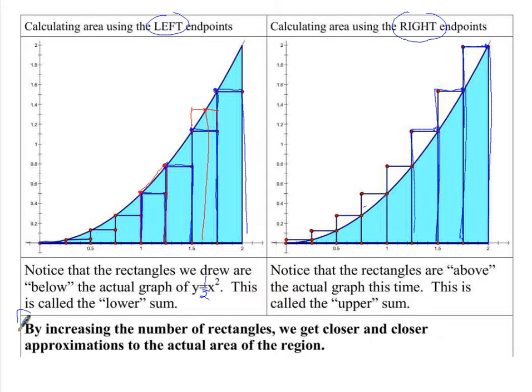And then in bold down at the bottom, by increasing the number of rectangles, this should be kind of an obvious point right here. If we make more and more rectangles, we'll get a more and more accurate result. So rather than these 1, 2, 3, 4, 5, 6, 7, 8 rectangles, we could maybe double the number of rectangles and have 16 rectangles.